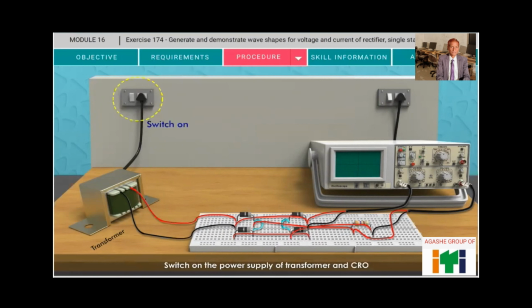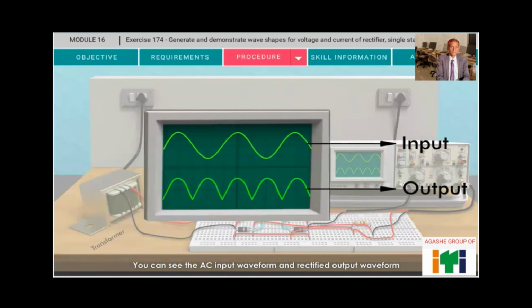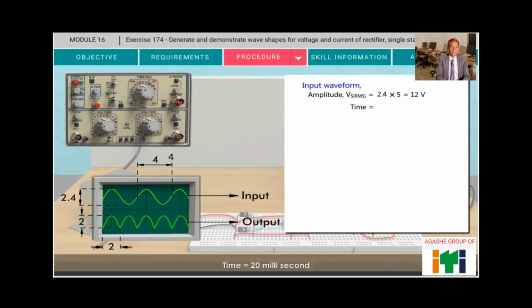Switch on the power supply of transformer and CRO. You can see the AC input waveform and rectified output waveform. Calculate amplitude and time. Input waveform measurements. Amplitude Vrms is equal to 12 volt. Time is equal to 20 millisecond. Frequency is equal to 50 Hz.